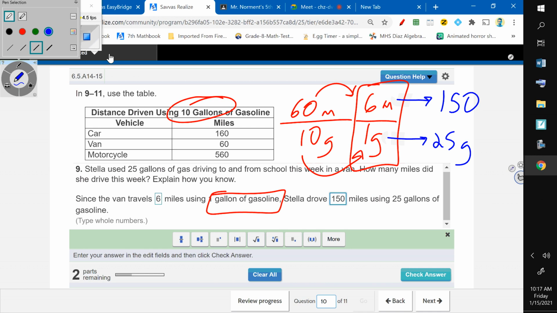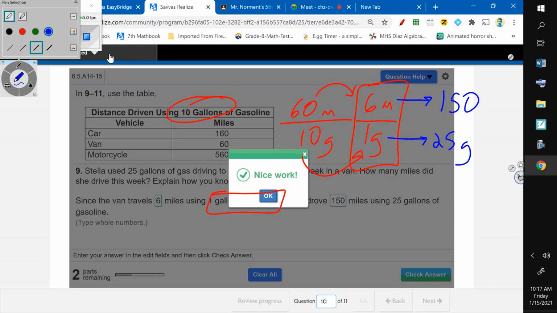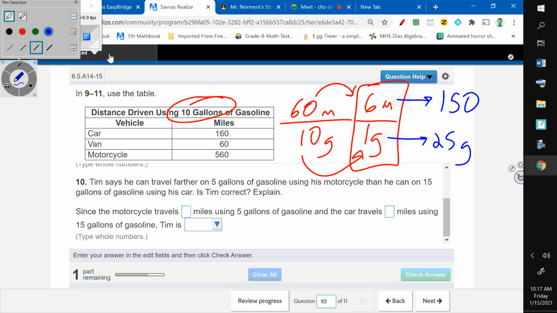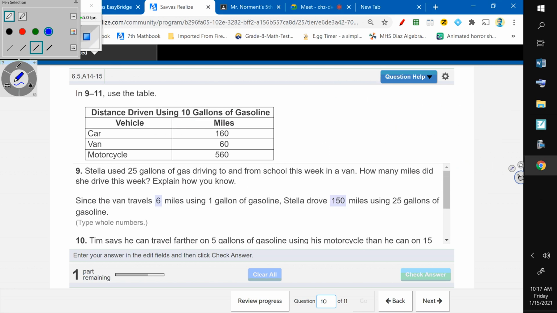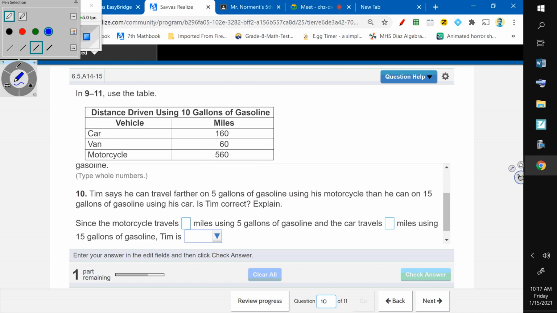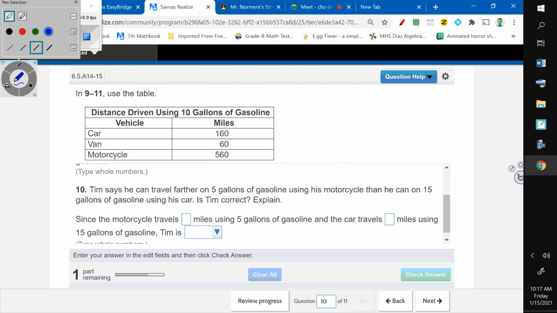Let me hit enter, see if it's right. Okay, it is. Now the next question says, since the motorcycle travels how many miles using 5 gallons? Okay, now, this can be confusing, and if you understand ratios, okay, let me read the whole thing.